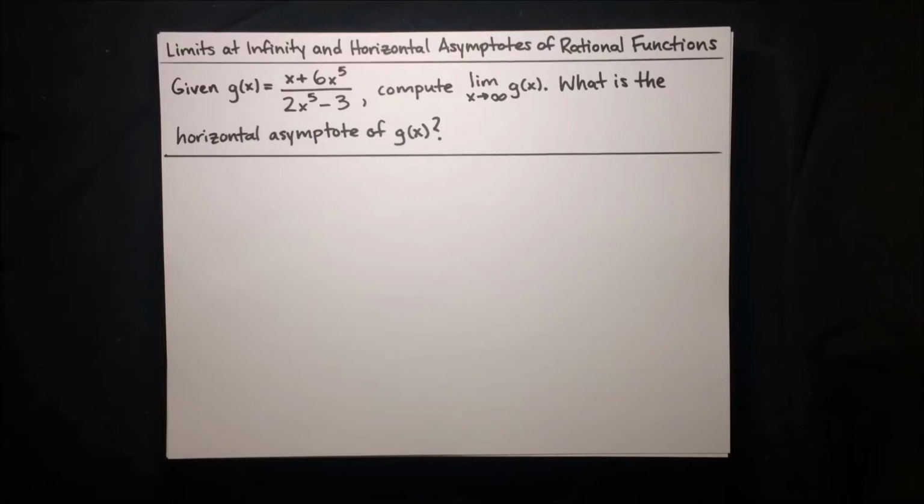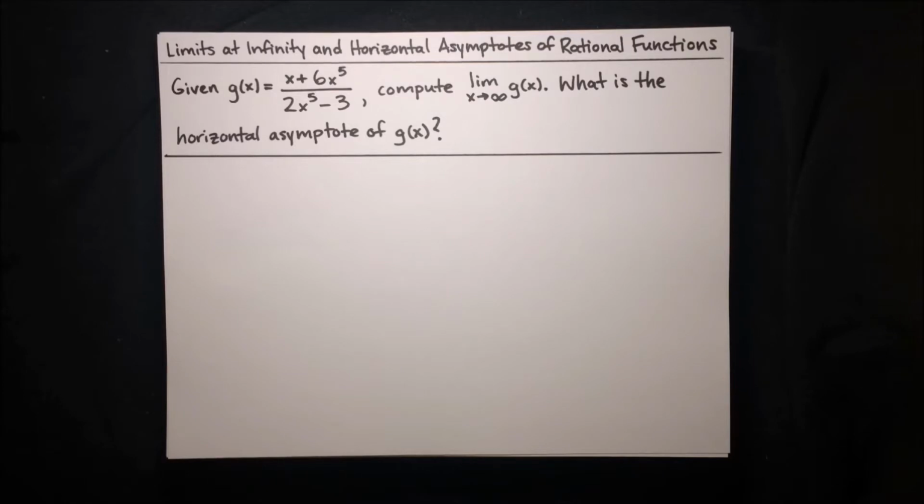In this video, we're going to learn how to compute limits at infinity and horizontal asymptotes of rational functions. So here's our first question. We're given the function g of x equals x plus 6x to the fifth, that quantity divided by the quantity 2x to the fifth minus 3. And we want to compute the limit as x approaches infinity of g of x.